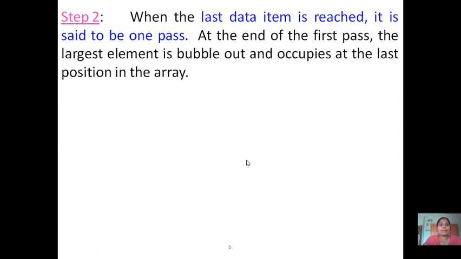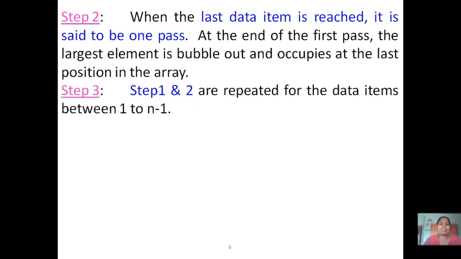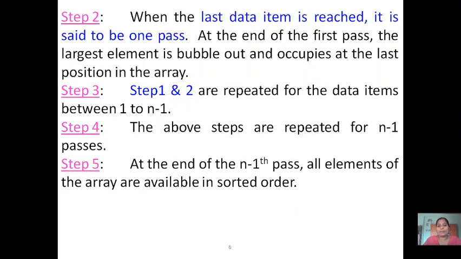When the last data item is reached, it is said that one complete pass of the given data is done. That means you have processed the biggest element into its correct position. So these two steps, step 1 and step 2, are repeated for all the data elements in the list. How many times will it be repeated? n-1 passes are required. At the end of the n-1th pass, all the elements will be in sorted ascending order.